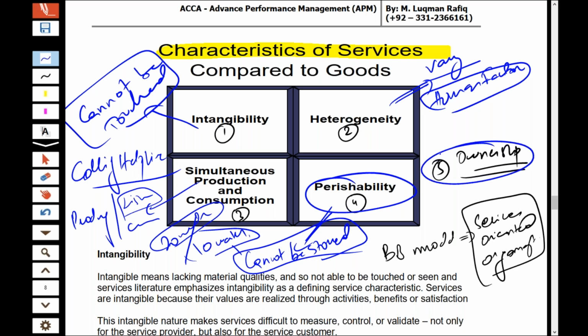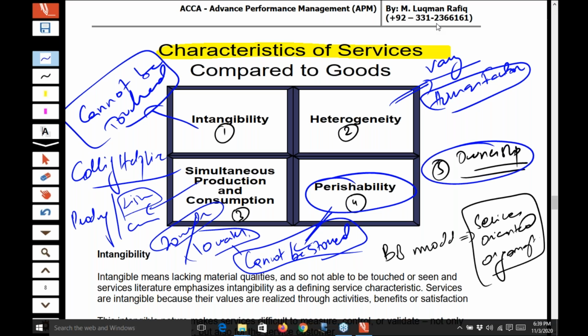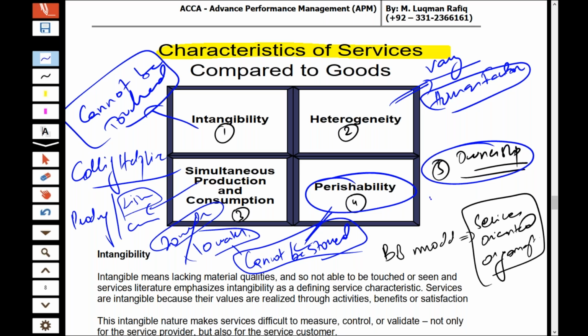The third one of them is about the ownership. When we talk about the concept of ownership, what exactly do we mean by ownership? Ownership means that the service cannot be owned by anyone. I mean, the title to the service cannot be transferred.